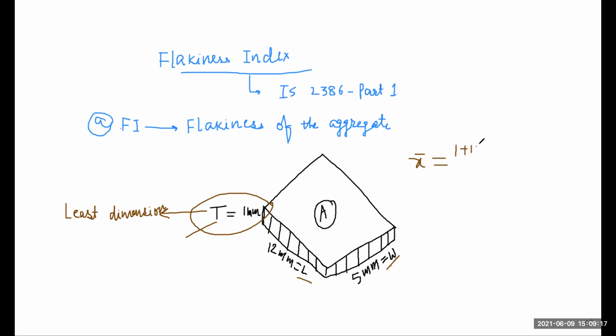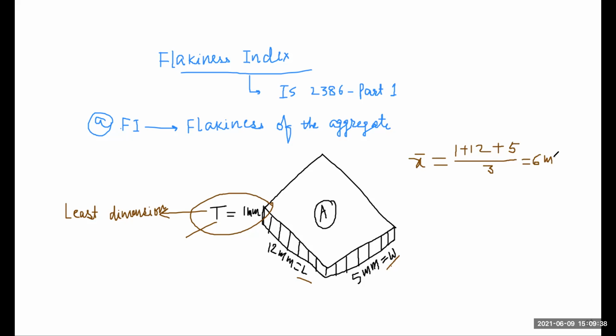plus 5. 1 plus 12 plus 5 by 3. That means 12 plus 5 is 17, and 1 makes 18. 18 by 3 is equal to 6. So the mean dimension of this aggregate comes out to be 6 mm.